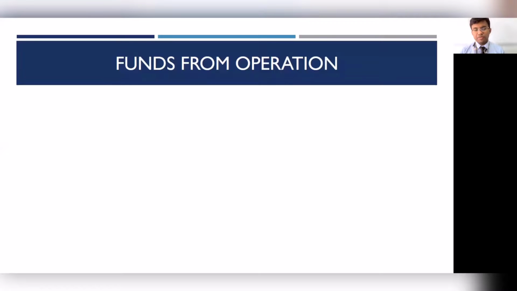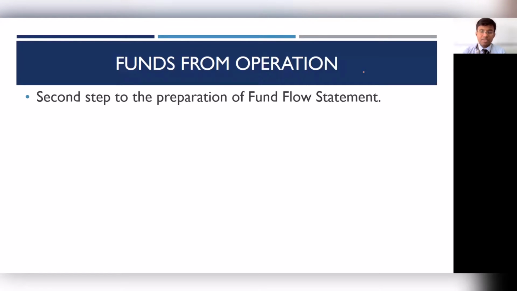So in this part of the session, we will be focusing on the second step. The second step involves the preparation of funds from operation, or calculation of funds from operation. One important aspect that you have to remember is this is the second step that we follow as a part of the overall preparation of fund flow statement. So we saw that if you have to prepare fund flow statement, there are three steps that you have to carry out: schedule showing changes in working capital, adjusted profit and loss account, statement of sources and application of funds. So these are the three steps that we have to carry out.